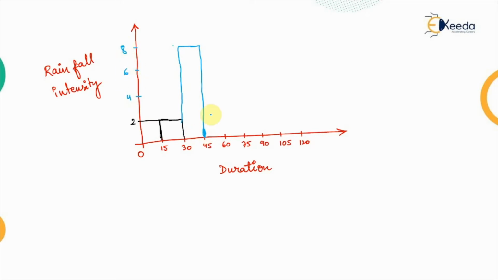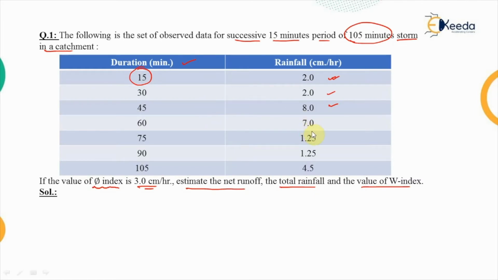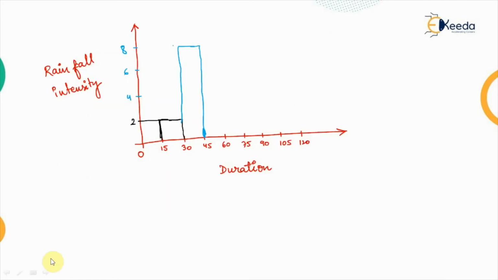Then for the next 15 minutes, the data suggests that it is 7.0, and that is up to 60 minutes. Then 1.25 and 1.25 is maintained, and then 4.5 for the last 15 minutes. So this is 4.5, this is 7.0, this is 8. Both of these are 1.25 and this is 2.0.